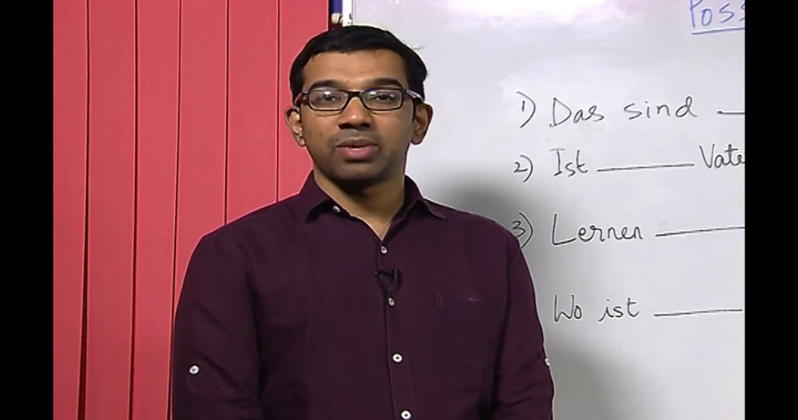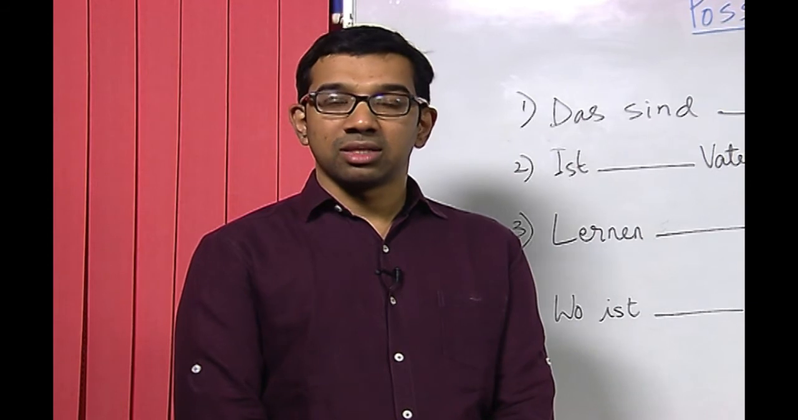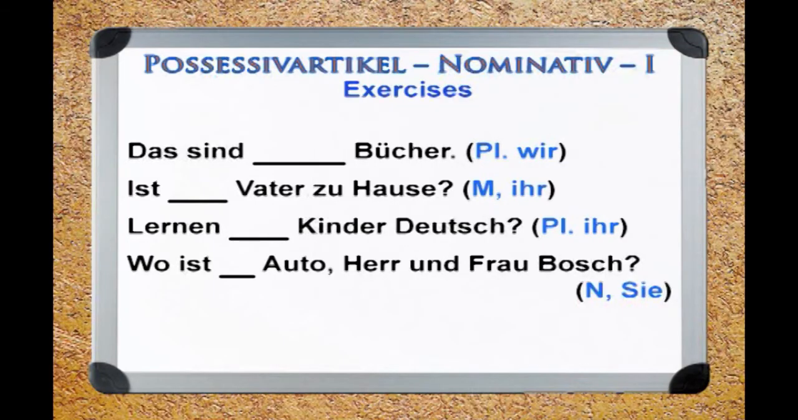Now, here we have an exercise where the student would write the answers. In this exercise, the student, like in the previous exercise, is supposed to write the correct possessive article based on the clues given in the bracket. The clues are if the noun is in singular or in plural, and also the gender of the noun as well as the pronoun. So, let us see if the answers given by the student are right or wrong.